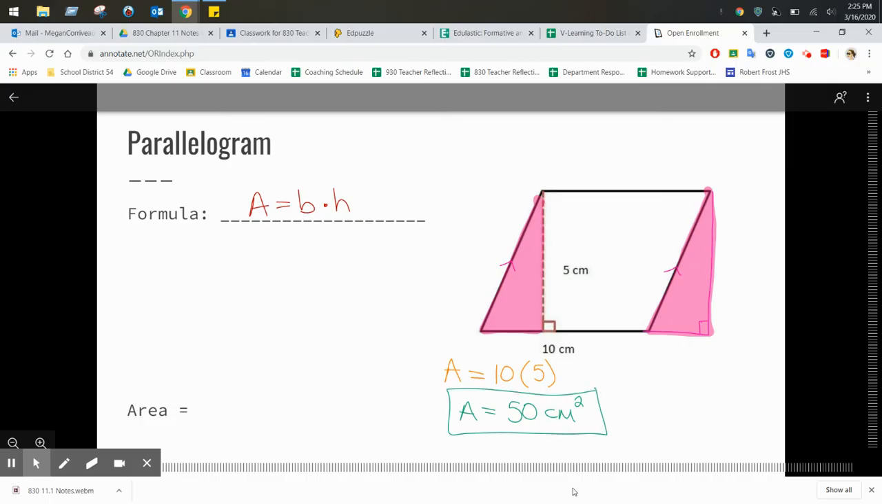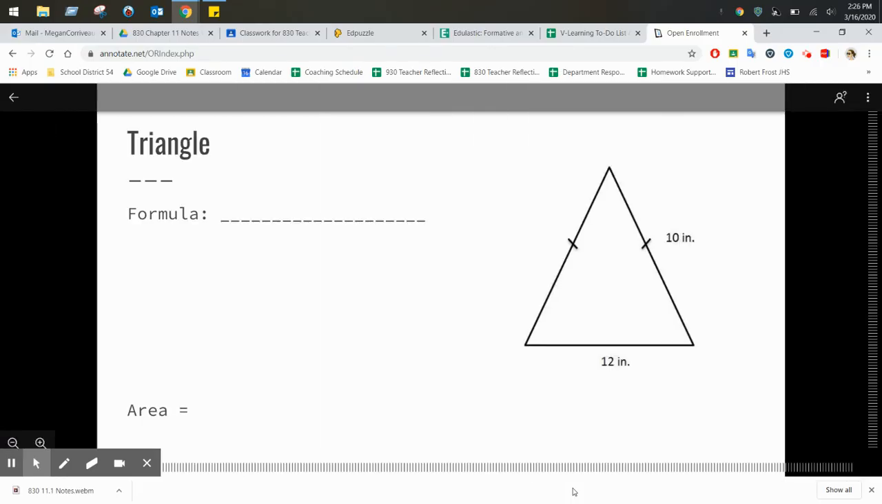All right, so rectangles and parallelograms both have the same formula. Just be careful of what is the base and what is the height. All right, so then we have triangles is our last one here. Formula for area of a triangle. Again, I hope that you remember this from before, but area of a triangle is 1/2 of base times height.